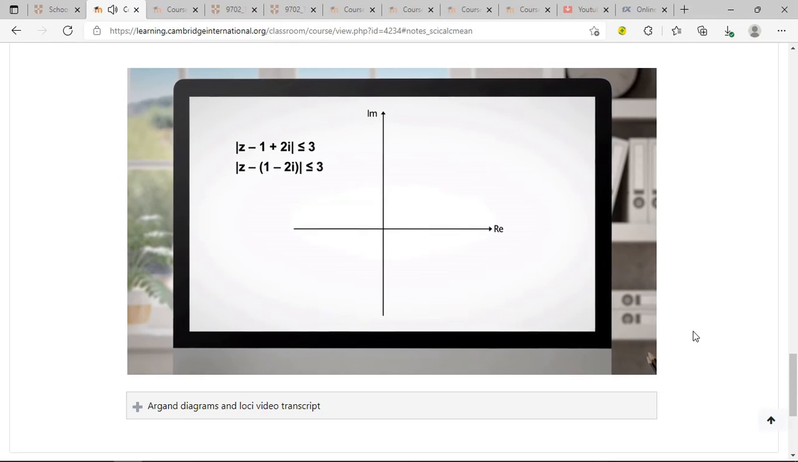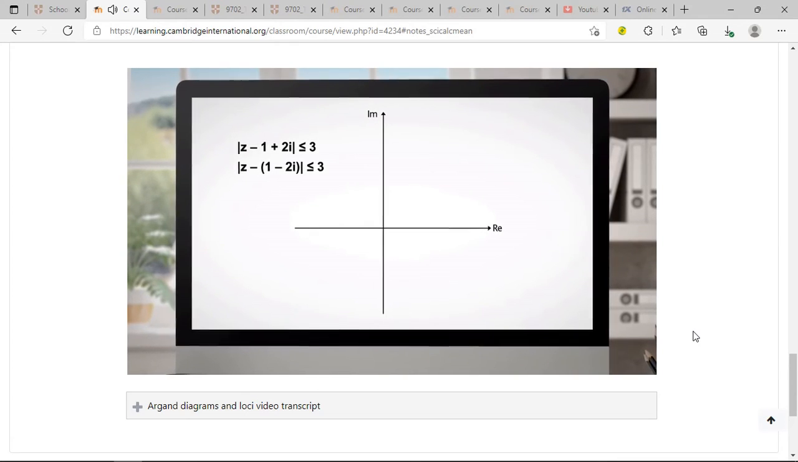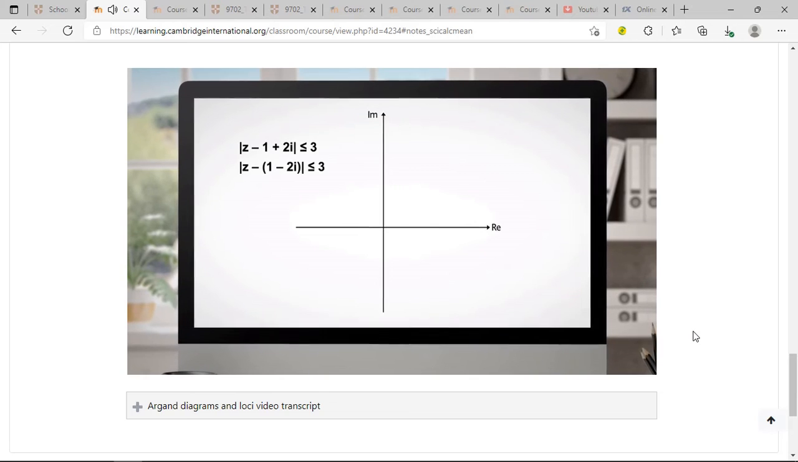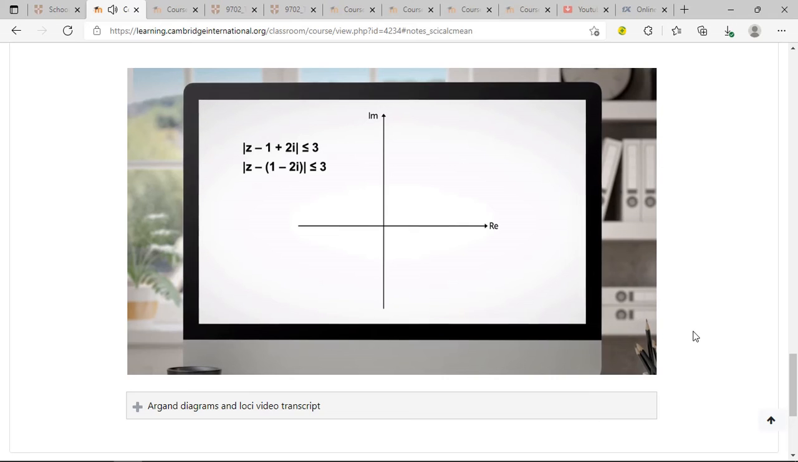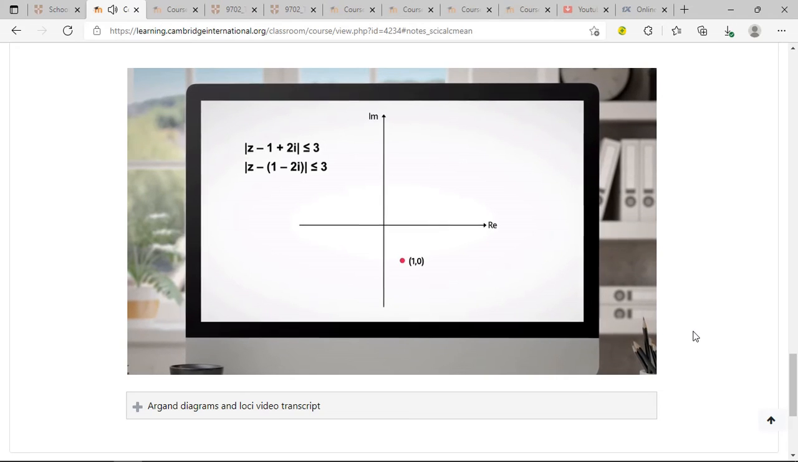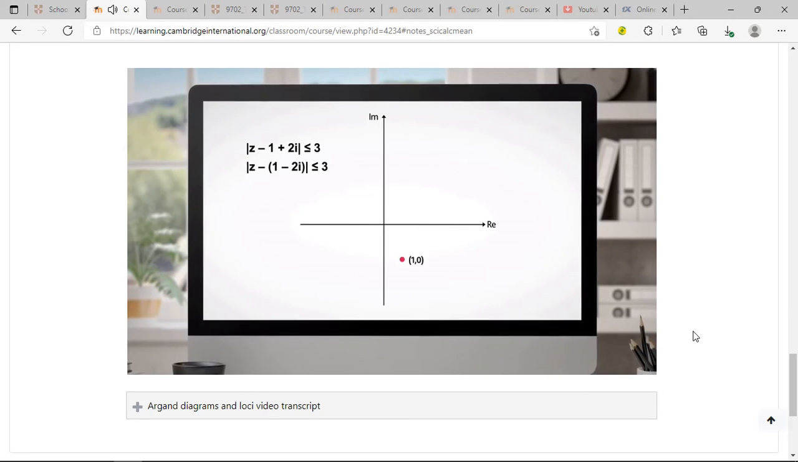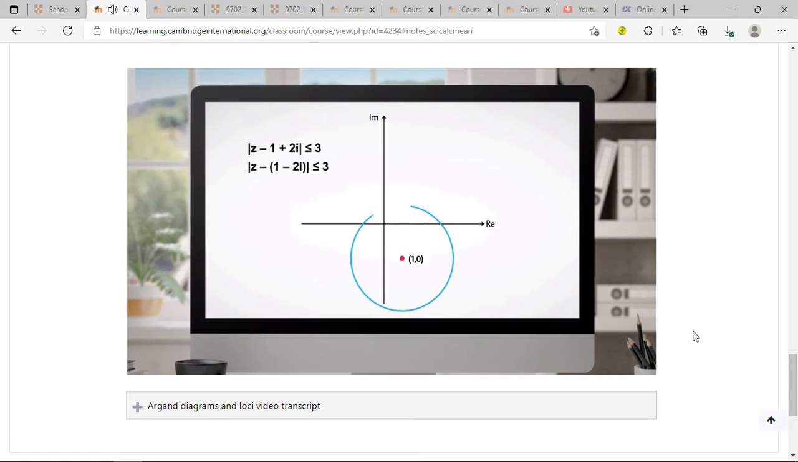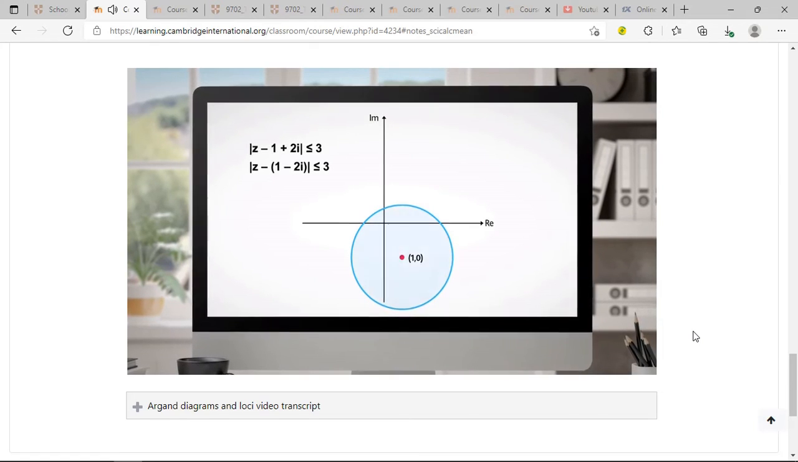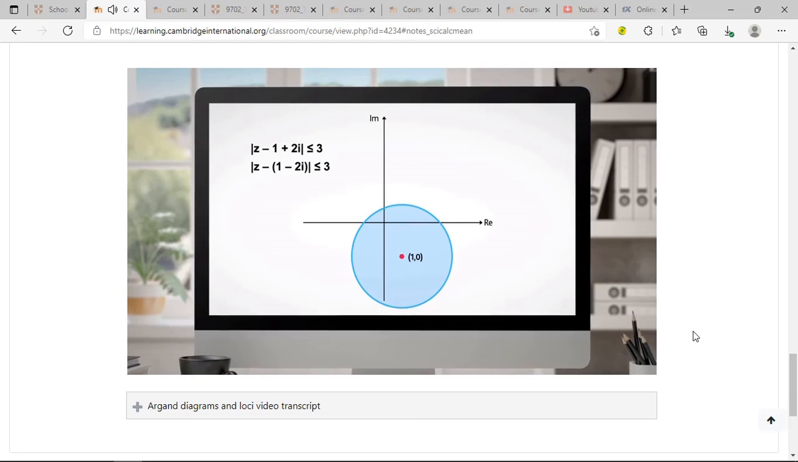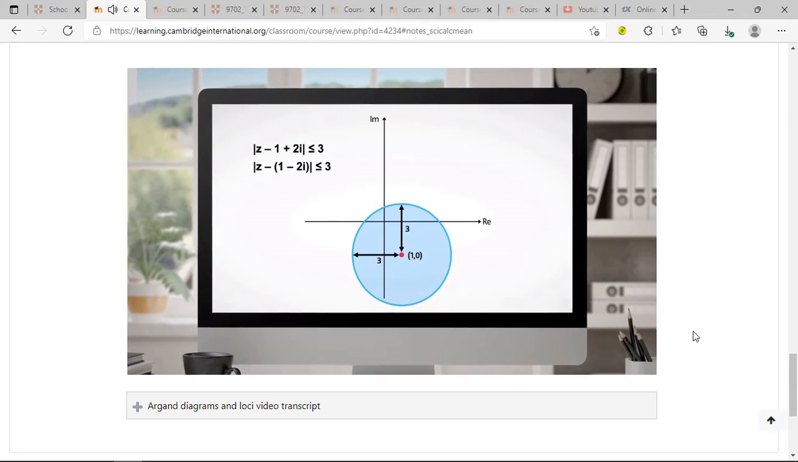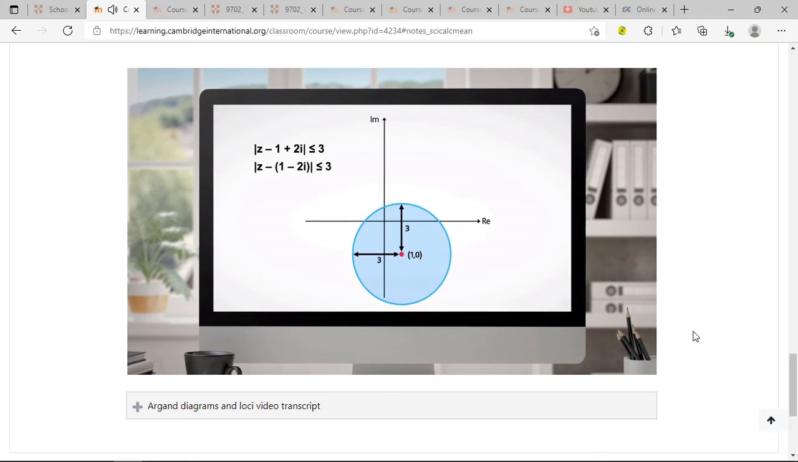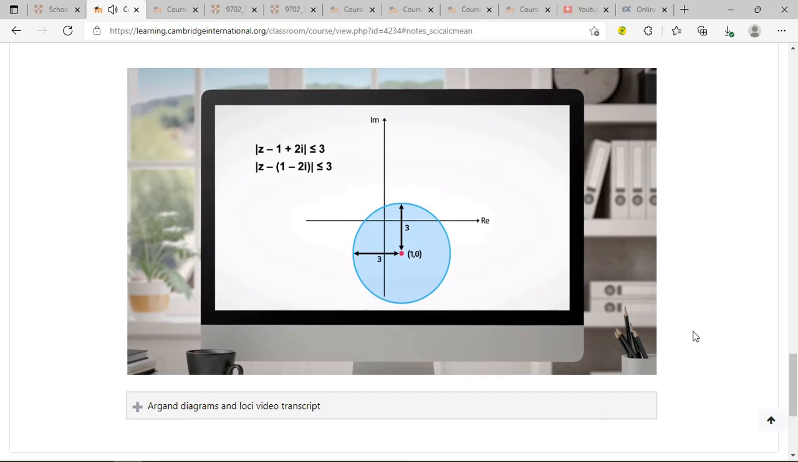If you rewrite the left-hand side as the difference between z and another complex number, you can see that the center must be 1 minus 2i. So, on the Argand diagram, you can plot the point (1, -2). You're interested in all points within a circle of radius 3, this time including the circle itself. When you sketch this locus, you will need to think carefully about whether the circle will overlap the real or imaginary axis.